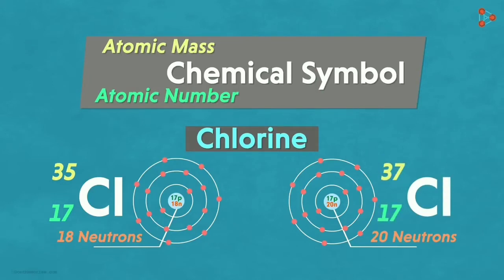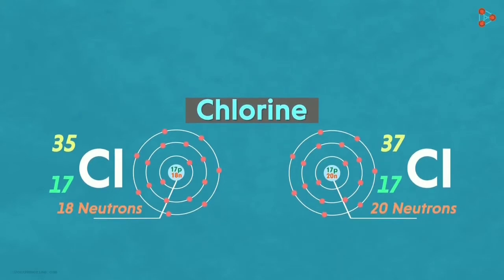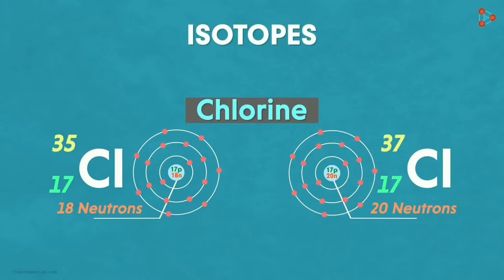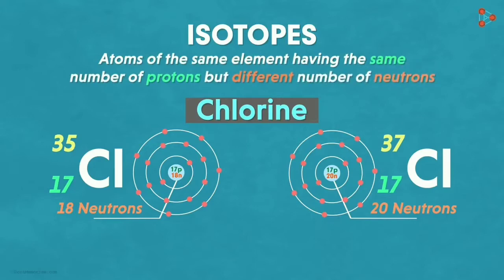However, we now need to understand what exactly that is. There are many such cases where atoms of the same element exist in different forms. These forms are called the isotopes. Yes, in simple words, isotopes are defined as the atoms of the same element having the same number of protons but different number of neutrons. Yes, same number of protons but different number of neutrons.